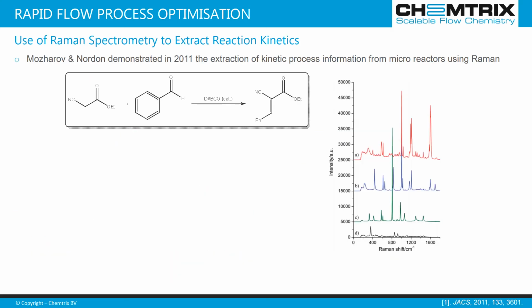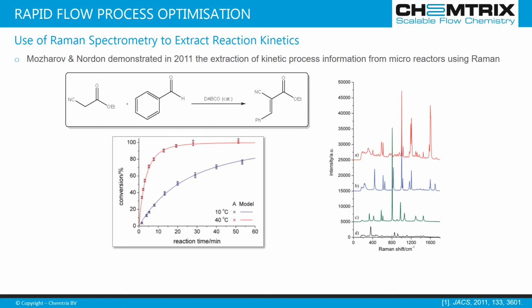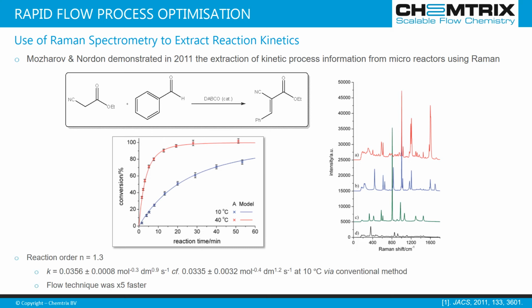In the previous examples I've shown you the use of FTIR with stepwise condition changing, but in 2011 we actually demonstrated that you could extract kinetic profiles from flow reactors using Raman, operating under a non-steady state environment. So what we're able to do is constantly ramp the flow rate, giving access to different reaction times within the device, and plot this against a model. We're able to extract the reaction order and the rate of reaction, comparing it with conventional models.